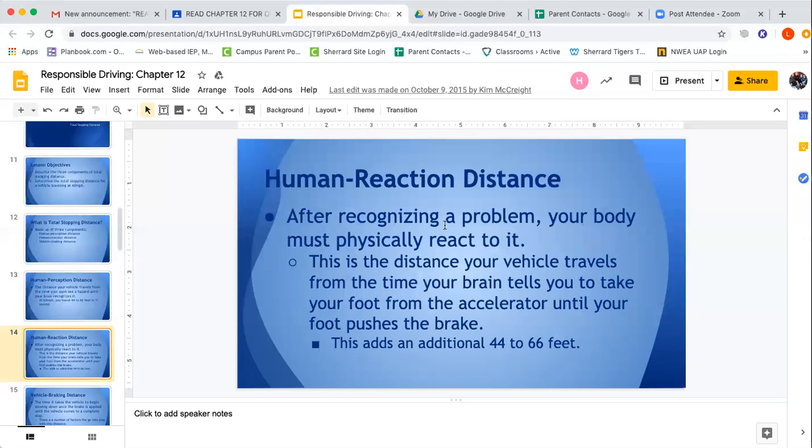Now, your human reaction distance is after recognizing the problem, your body physically reacts to it. You make a physical reaction of what you're gonna do. So this is the distance your vehicle travels from the time your brain tells you to take your foot off the accelerator until your foot pushes the brake. That'll add an additional 44 to 66 feet, okay?